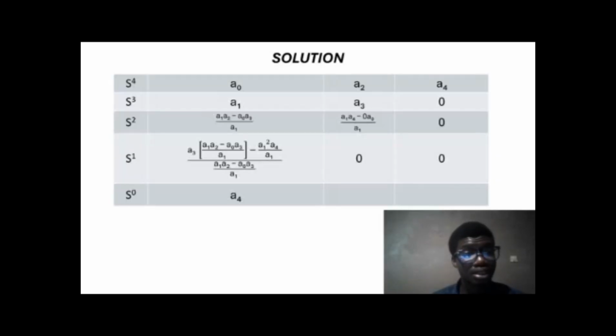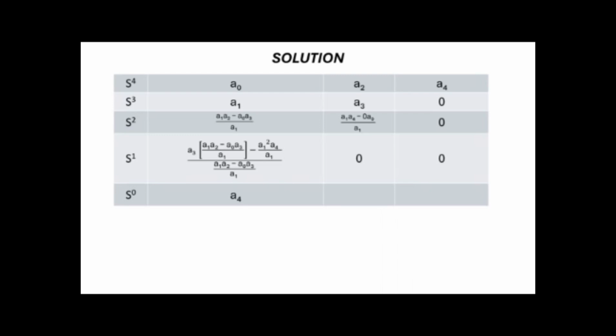To fill the RH table, you follow a specific pattern of alternating coefficients and cross multiplication. Step 1 is filling the first two seed rows. The first two rows are populated directly from the coefficients of the characteristic equation. Row S4 takes every other coefficient starting with the first one, that is A0, A2, and A4. Row S3 takes the remaining coefficients, that is A1 and A3, and fills the rest with zeros.